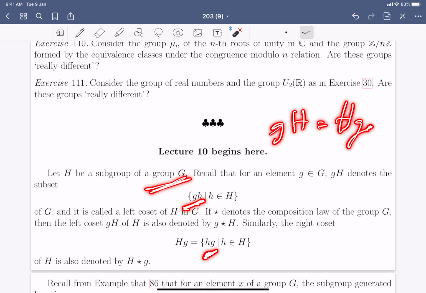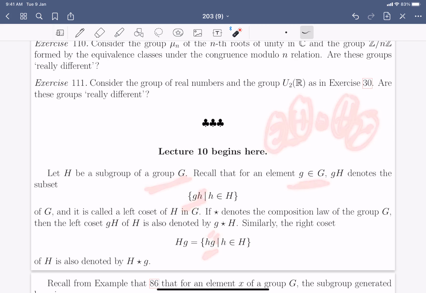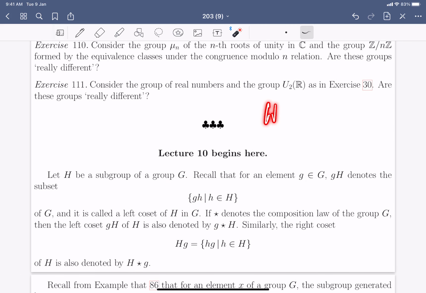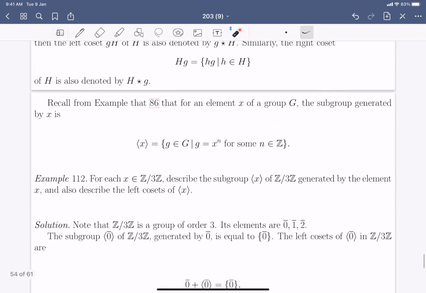Earlier we were talking about little h's, now I'm writing capital H. So the left coset of the subgroup H corresponding to the element g is equal to the right coset of the subgroup H corresponding to the element little g. This holds for any g inside G, when G is abelian. So if G is abelian, then gH equals Hg for all g inside G.